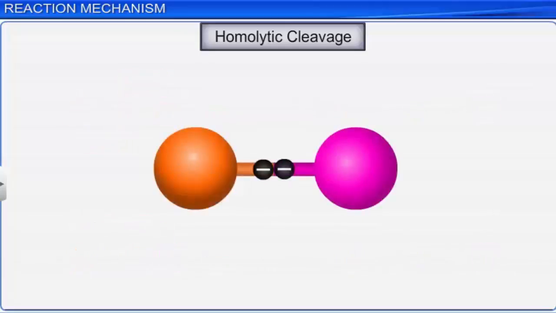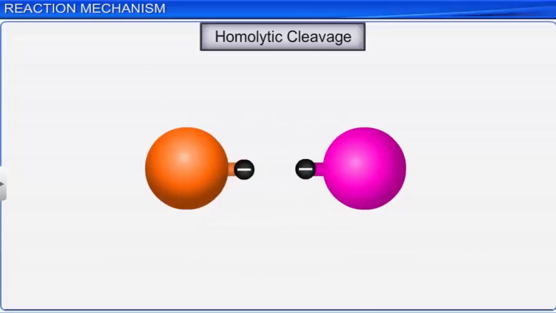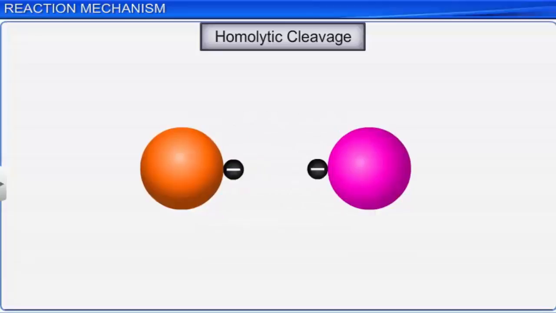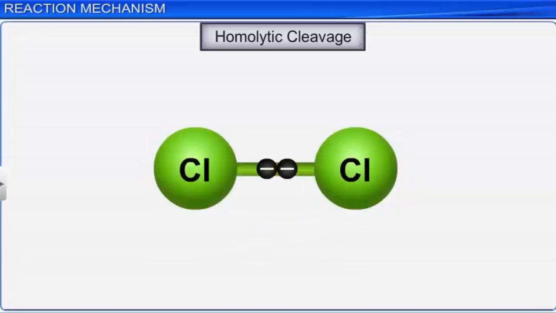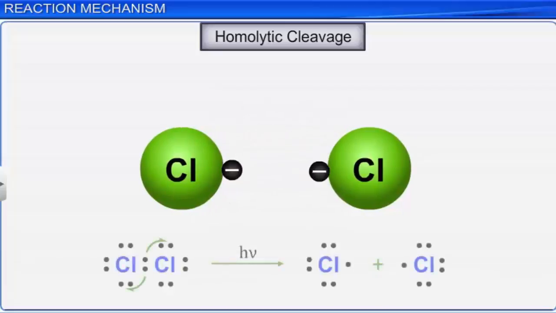Homolytic cleavage results in the formation of neutral atoms or groups with one unpaired electron. These are known as free radicals. The free radicals thus formed are highly reactive due to the presence of unpaired electrons. For example, the homolytic cleavage of the chlorine-chlorine bond in chlorine molecules, induced by heat or light, leads to the formation of two chlorine free radicals.